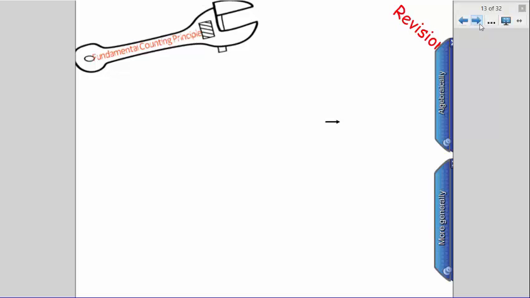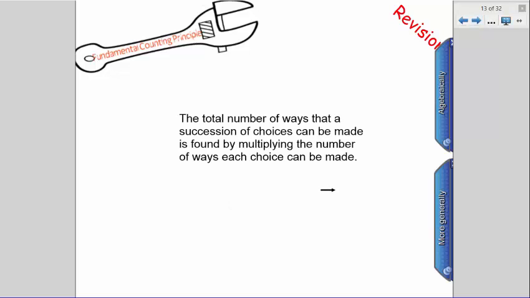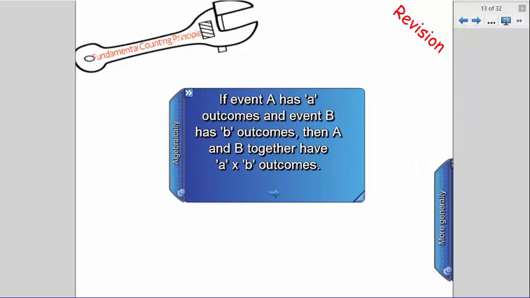The fundamental counting principle states that the total number of ways that a succession of choices can be made is found by multiplying the number of ways each choice can be made. Algebraically, we can say that if event A has a outcomes and event B has b outcomes, then A and B together have a times b outcomes.